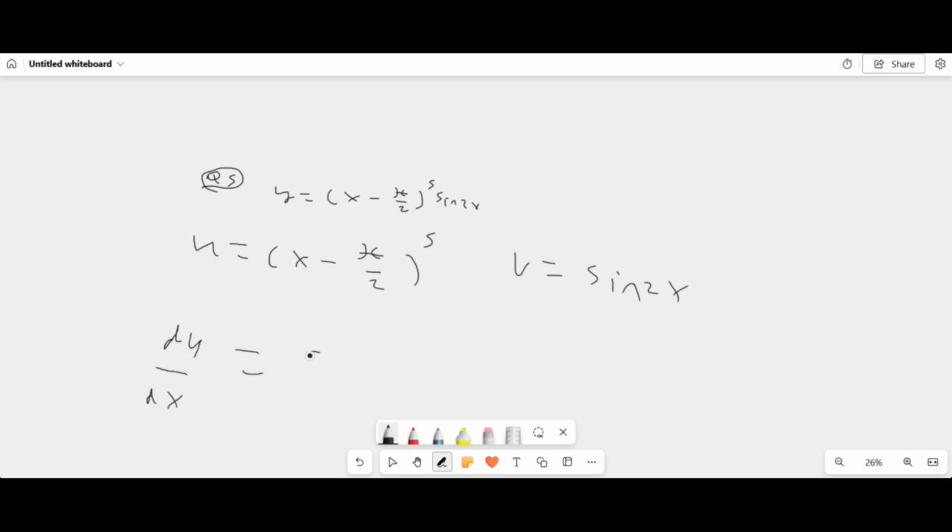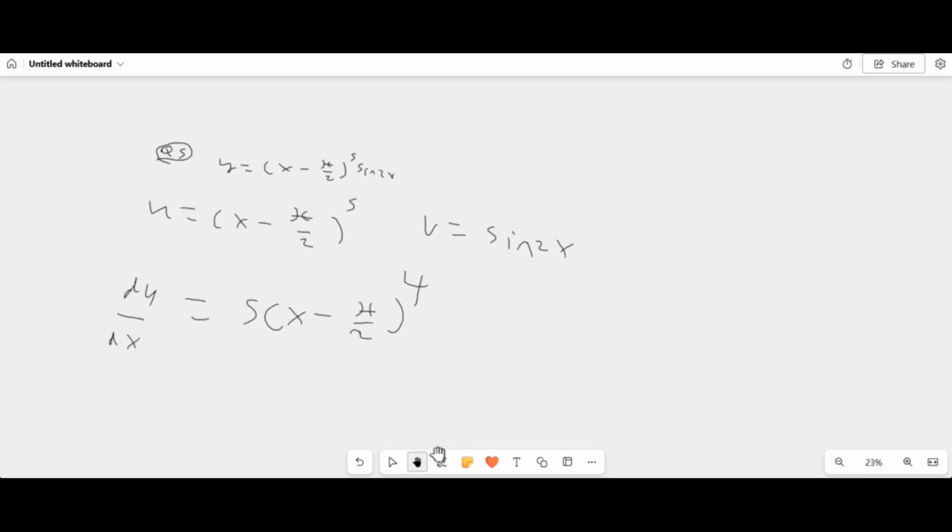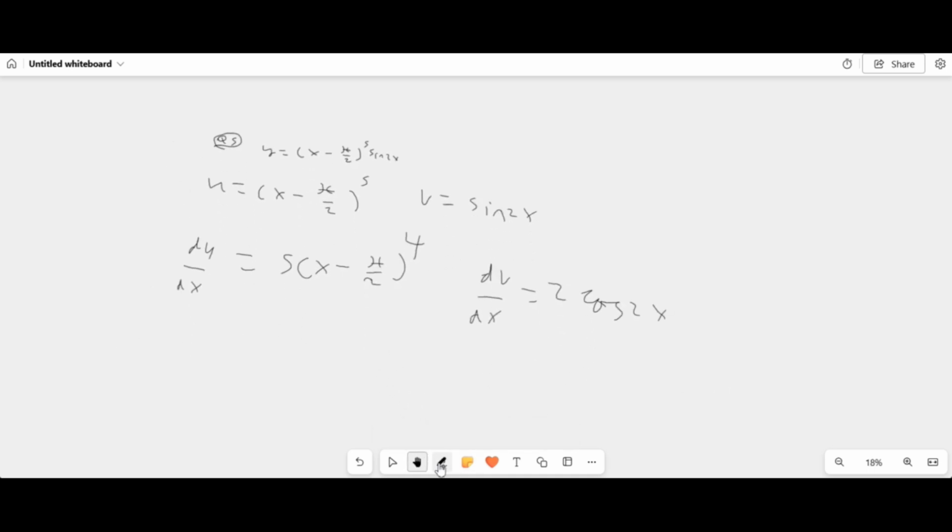In order to find that, I'm gonna bring 5 down. It's gonna be x minus pi over 2, and I'm gonna take 1 from the power, so that's gonna become 4. Alright, save. And then dv over dx here is going to be, sine differentiates to cos, I'm going to bring the 2 outside, so that's 2 cos 2x here. No problem.